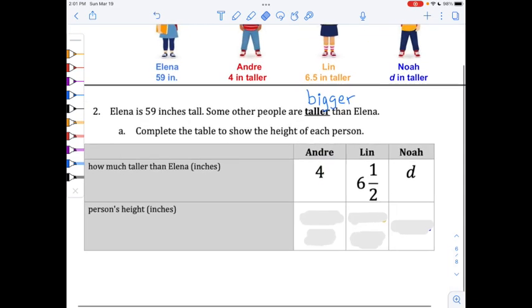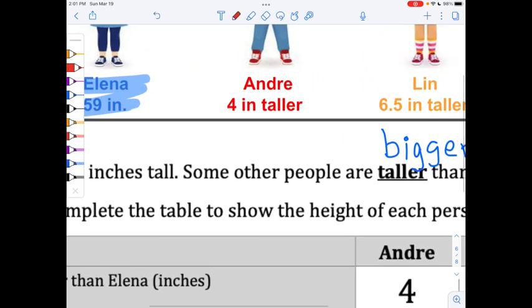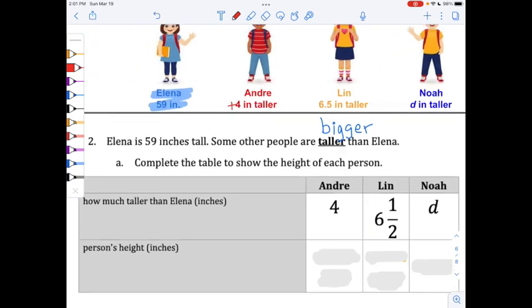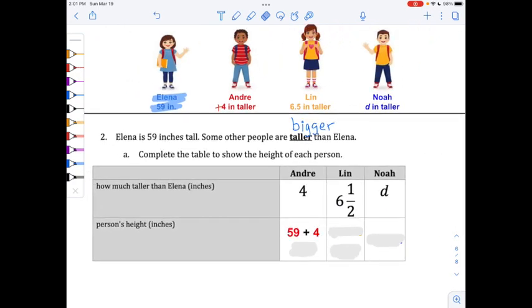So if I wanted to know how tall Andre was, I would have to take Elena's height, which was 59, and 4 inches taller. Remember how we said that's bigger? Then that's plus 4 more inches. So the expression is 59 plus 4, and I can do that without a calculator. 59 plus 4 is 63 inches. Andre is 63 inches tall.